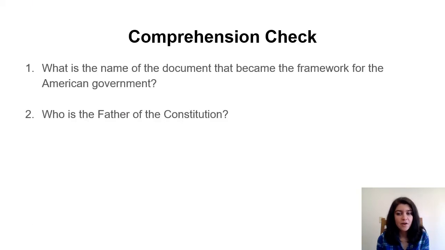Let's pause here for a comprehension check to make sure we understand what we heard so far. Question number 1. What is the name of the document that became the framework for the American government? You can say your answer out loud. Go ahead.